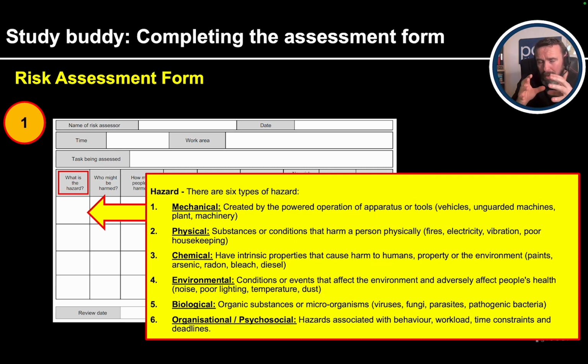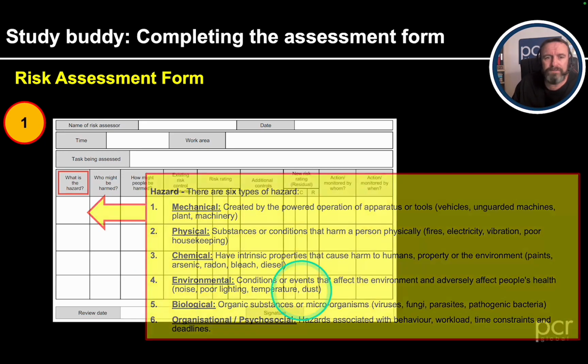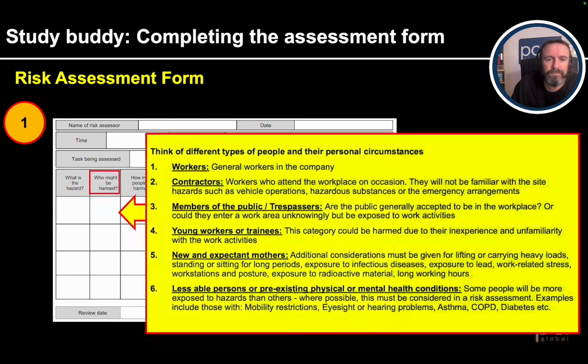The more descriptive you are, the more you can understand and articulate, even to yourself. Just go over that hazard, and then you will find you'll dig in a little bit deeper. You'll find more controls because you'll spend more time thinking about it. So we've got mechanical, physical, chemical, environmental, biological, and organizational. Who might be harmed? A really important category.